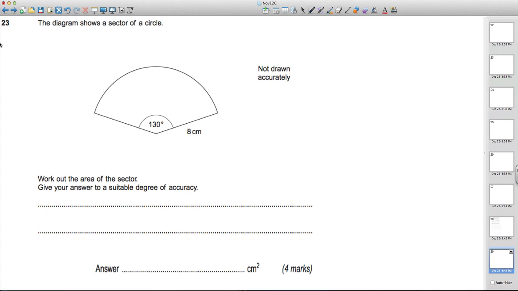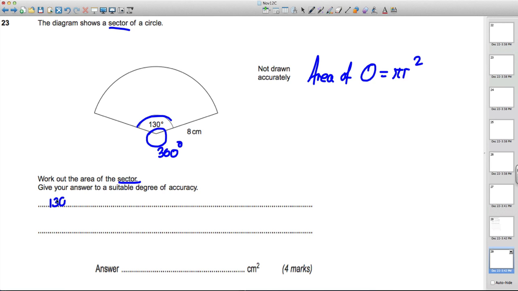Okay, next question. The diagram shows a sector of a circle, part of a circle. Work out the area of the sector. Now, the area of a circle, you should remember this, is pi r squared. How much of the circle do we have? Well, we have 130 degrees out of 360, because around a point would be equal to 360 degrees. So the area must be equal to 130 divided by 360 multiplied by pi r squared, where r is 8 here.